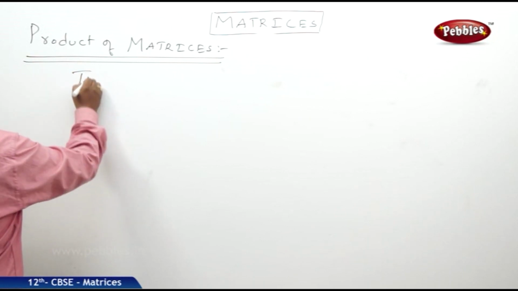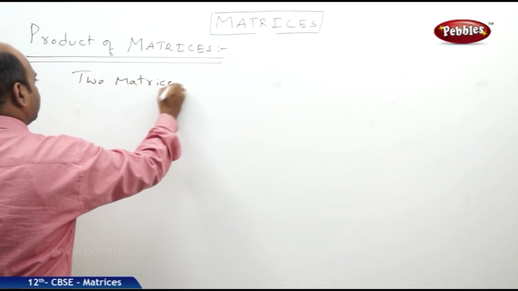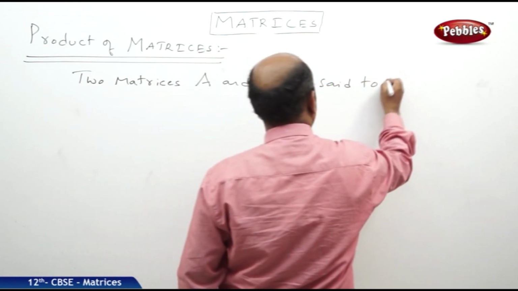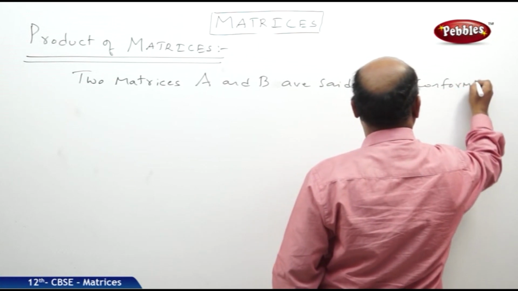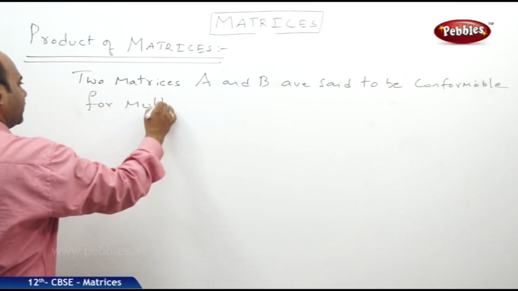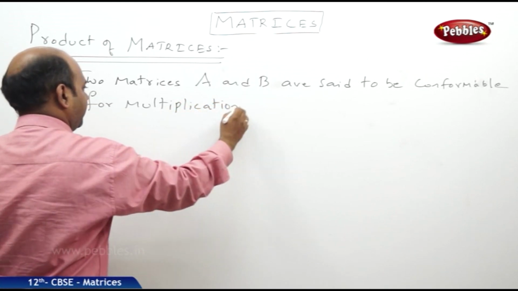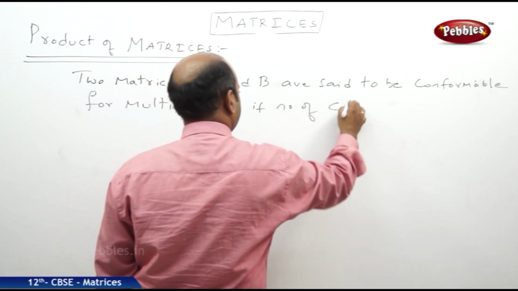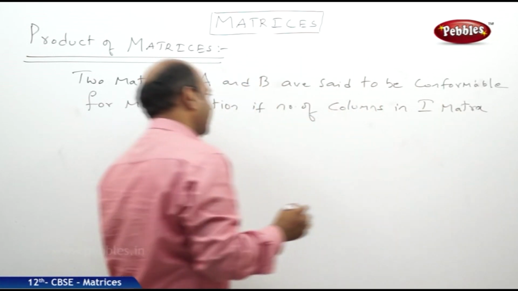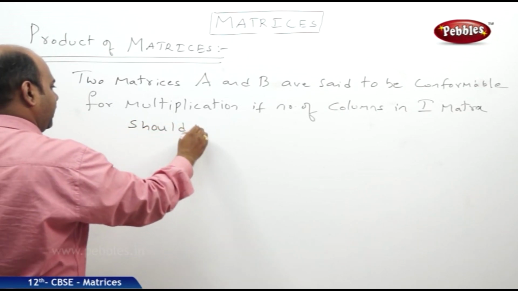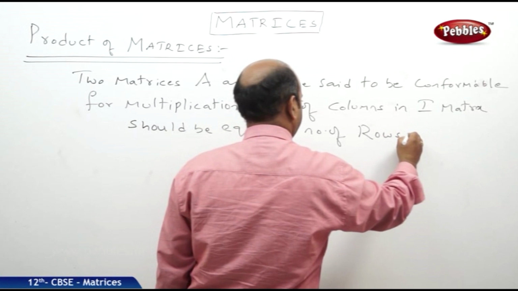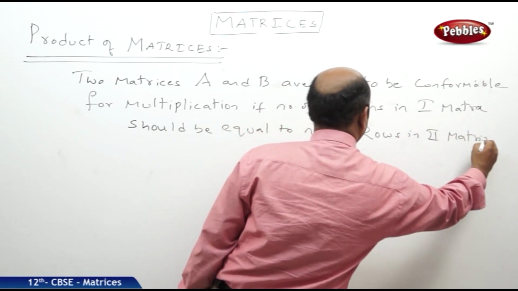So how can we go? Two matrices, capital A and capital B, are said to be conformable for multiplication if the number of columns in the first matrix should be equal to the number of rows in the second matrix. Then only we can multiply two matrices.